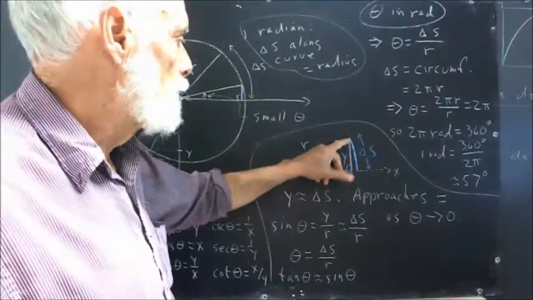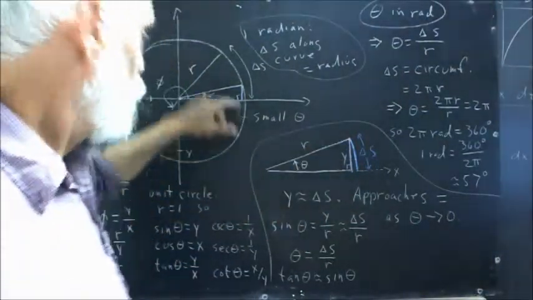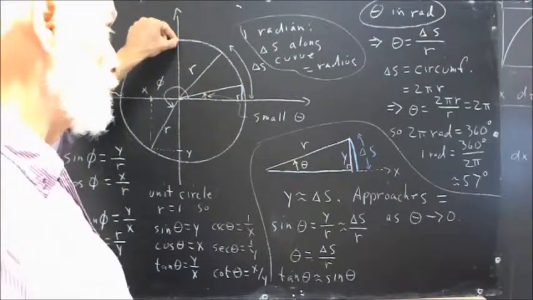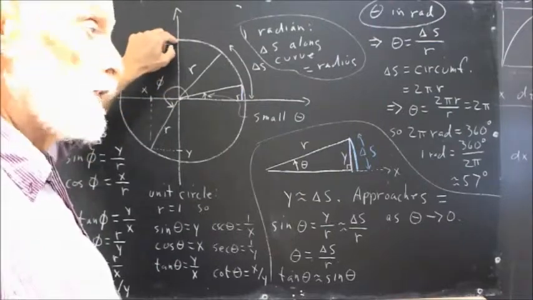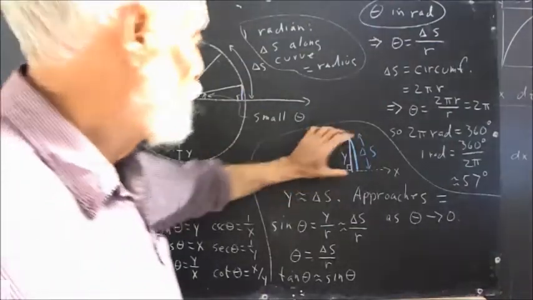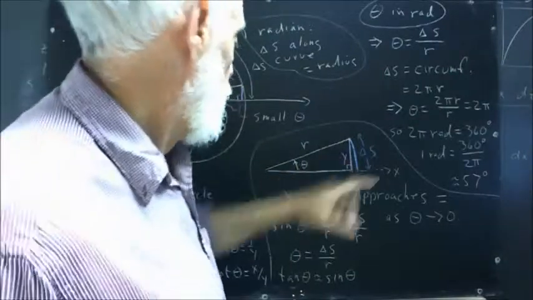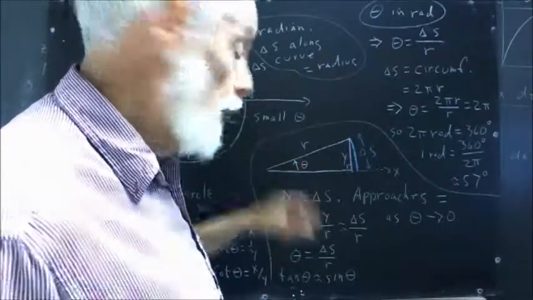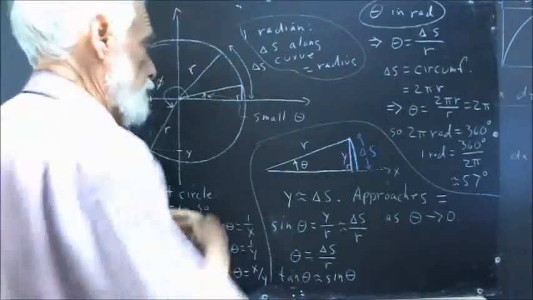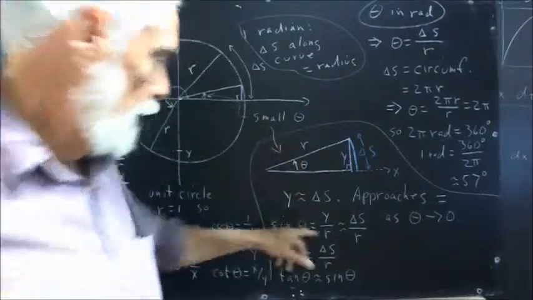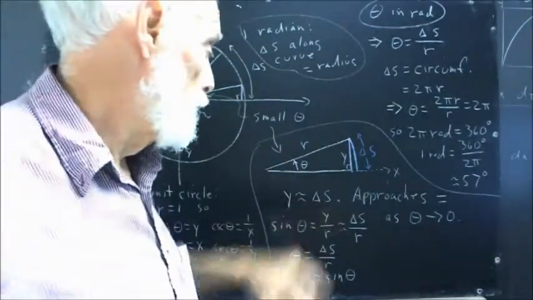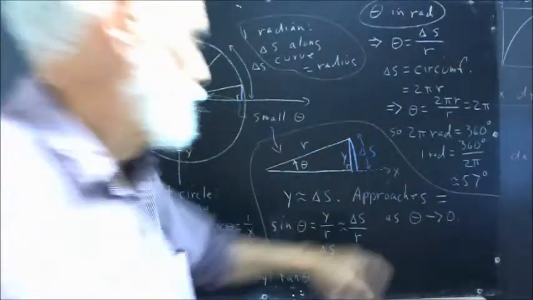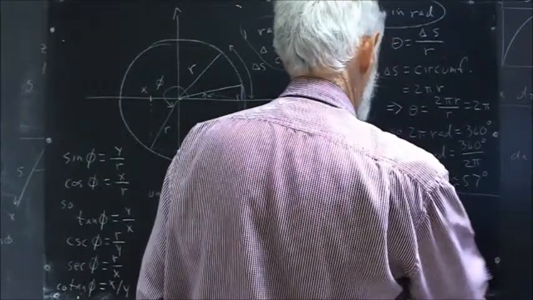Well, the distance along this arc doesn't differ much from y. It would if you took the arc all the way around to here. Clearly, this arc from 0 to 2 pi radians is longer than the y coordinate, which is 1. But that's not the case when the angle is small. So we say that y is approximately equal to delta s for small theta, and this approaches equality as theta approaches 0.